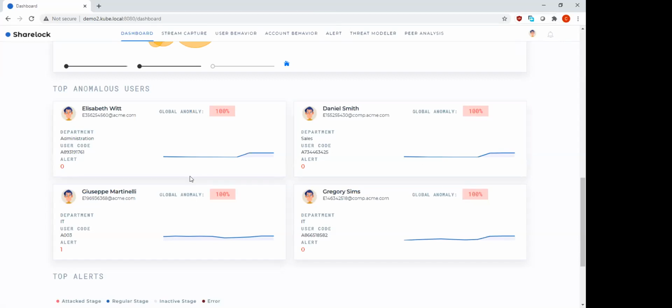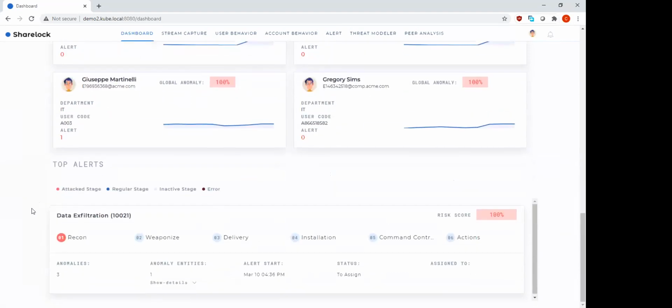So we can see here the top anomalous users ordered by global anomaly score. Among these, there may be users who are protagonists of some threat and users who are simply anomalous. This is to say that even if no threat is modeled, without any type of configuration, the system automatically uses indicators to detect behavioral anomalies. Finally, in the lower part, we can see the summary of the alerts that the system has generated. In this case, we can see that a data exfiltration attempt is in progress.